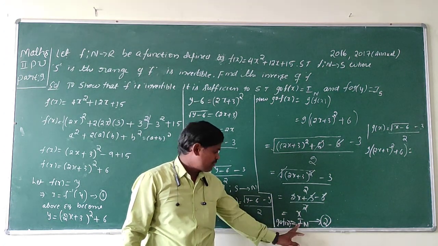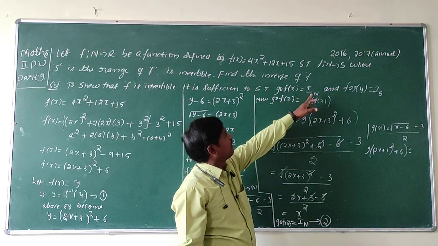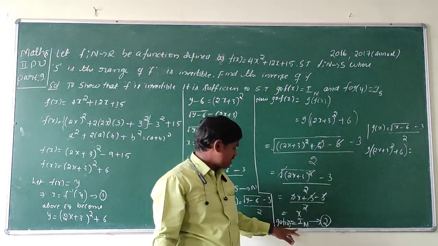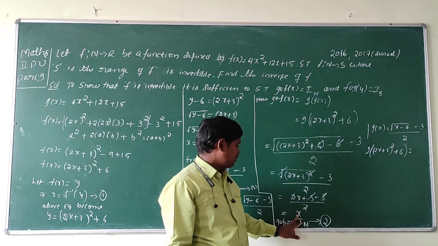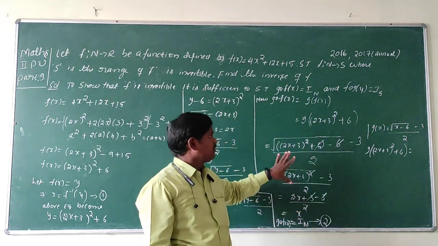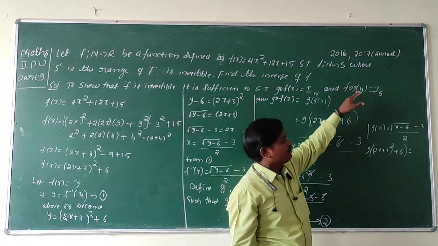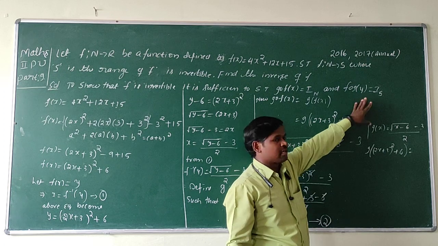We are going to take this equation 2. First we verified that g circle f of x is equal to the identity function of N. So obviously we get g circle f of x is equal to the identity element of N. First write this, and next we are going to verify that f circle g of y is equal to the identity element of S or not. Okay, write down.